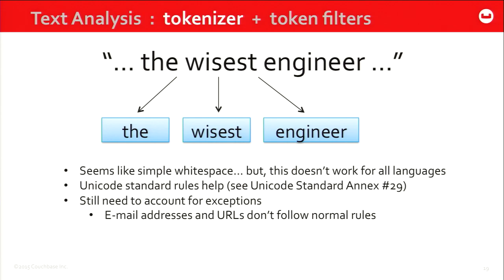Now, the Unicode standard has an Annex 29, which goes into some details about how you can do this in a more general way. But it's important to realize that those are still just defaults and recommendations. There's still places where you have to override and customize that. Another good example would be that email addresses and URLs are texts that occur inside of all kinds of languages, but don't follow the traditional rules for punctuation and spacing. So the main takeaway here is that tokenization can be more complicated, but it's simplest to think about it right now as just splitting it on the white space.